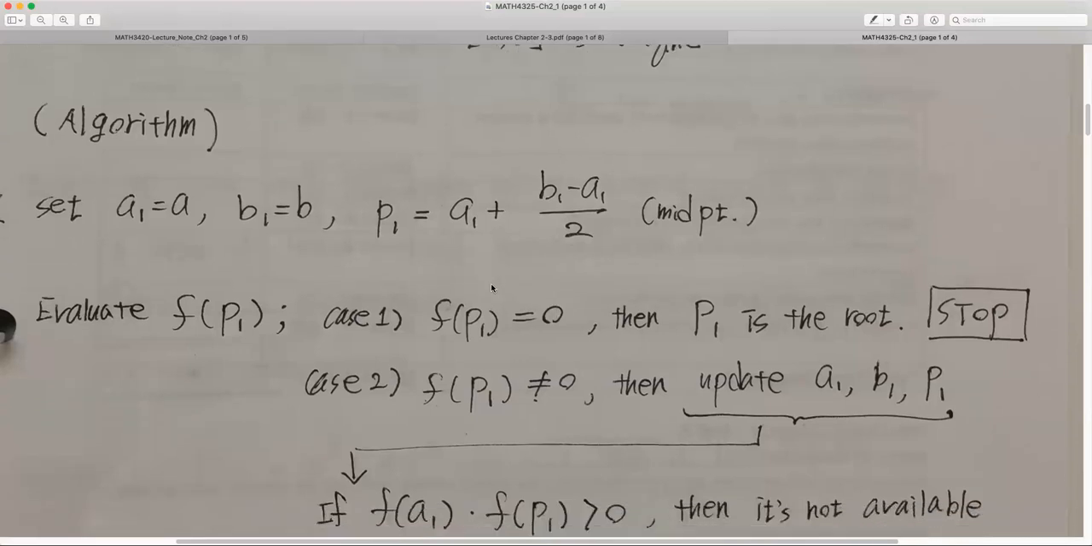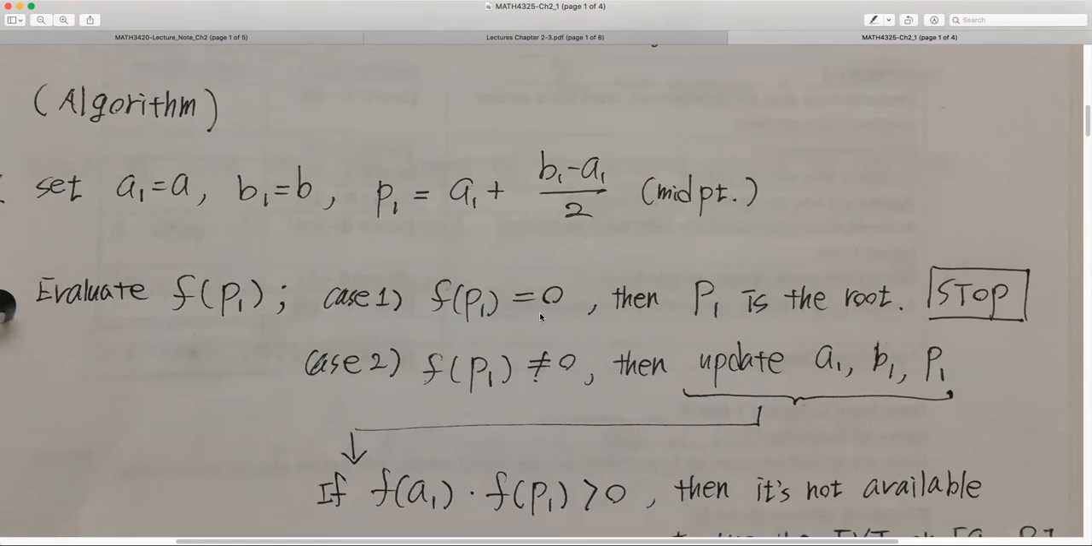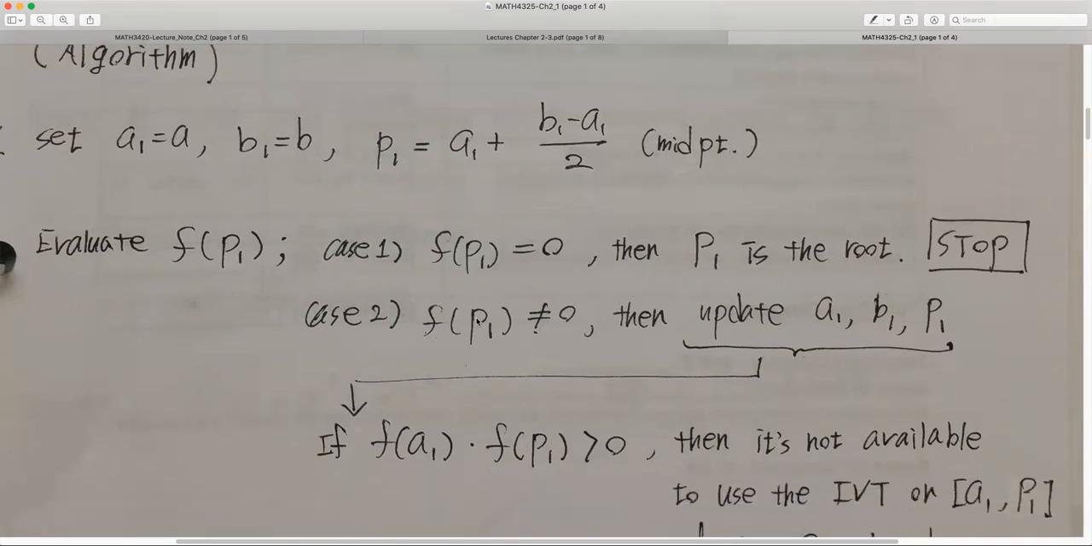Now we evaluate the function f at p1 to figure out the sign of f(p1). Then we get two cases. Case one, f(p1) equals 0. This is really good, right? It means p1 must be the root, so we just stop. Case two, what if f(p1) is not equal to 0? Then we can think about two cases.